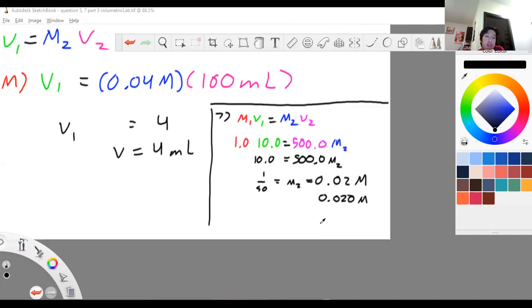And then you could also say how the 0.04 molarity solution was pink as opposed to the red color of the 1.0 solution.